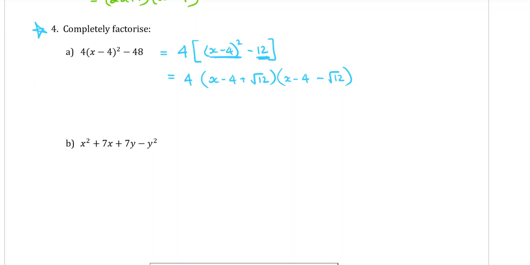Square root of 12, I mean, that is an answer, but square root of 12 can be a little bit nicer. It is square root of 4 times square root of 3, and the square root of 4 is 2, so it's 2 root 3. So simplifying the answer, we get 4 bracket x minus 4 plus 2 root 3, and x minus 4 minus 2 root 3.